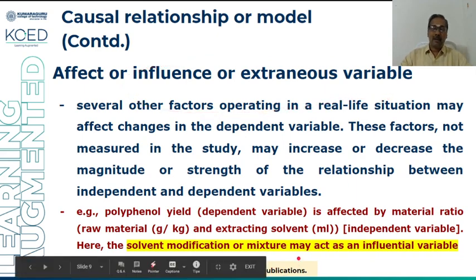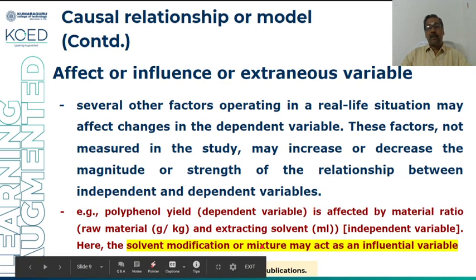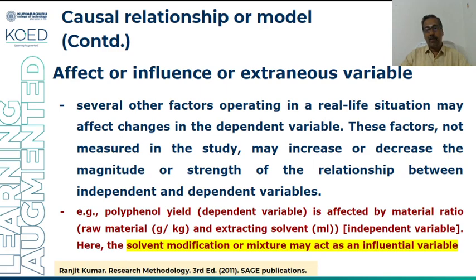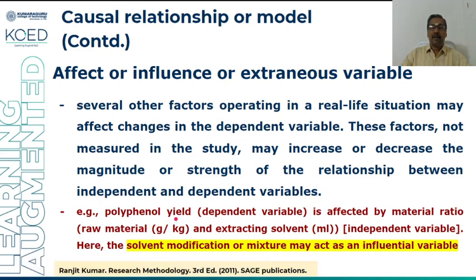Similarly, solvent mixture. Instead of selecting hexane, I have focused only on hexane. What happens if I would have mixed hexane with heptane, or hexane with chloroform, or hexane with acetone, right? I have focused my attention towards only a single solvent. What happens if I would have used a ratio 1 is to 1, hexane 1 ml, heptane 1 ml, or hexane 1 ml, 5 ml of chloroform, 1 is to 5, right? That ratio is an influencing or extraneous variable which would have improved my polyphenol yield, right?